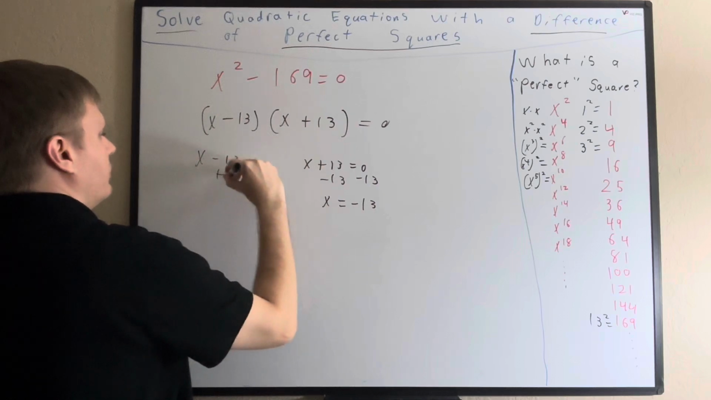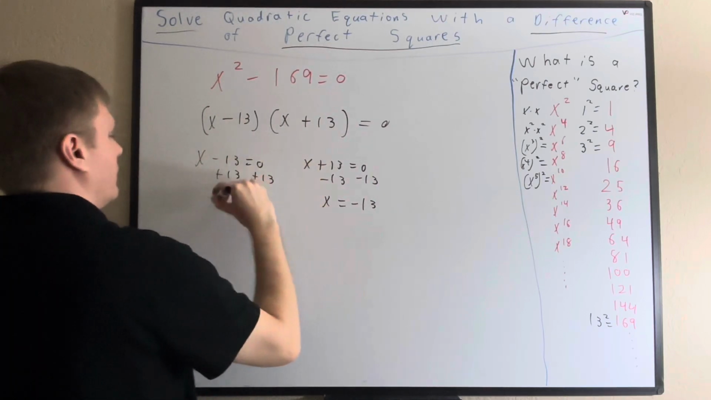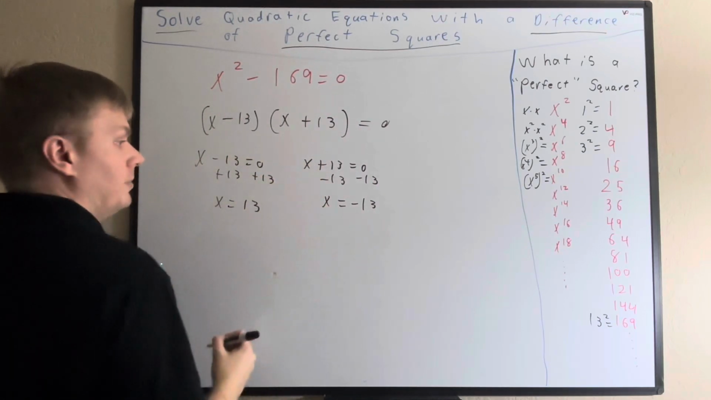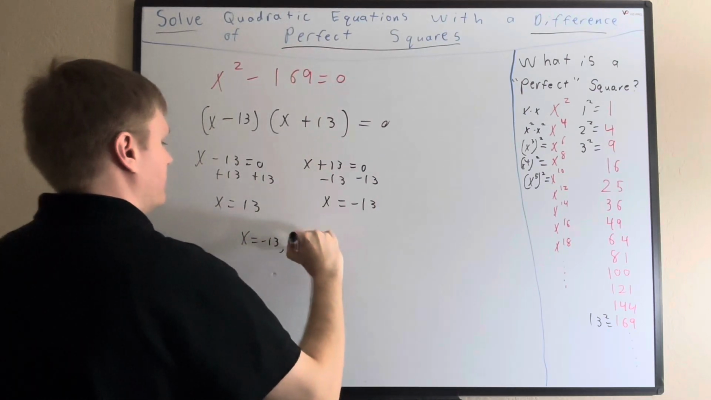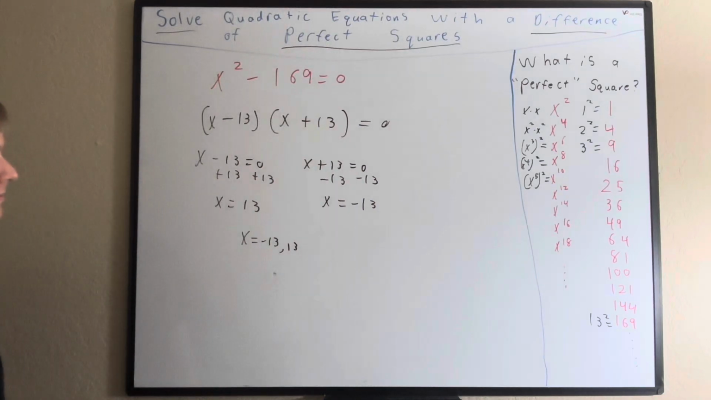One of them we get -13. One of them we get +13. Easy, right?